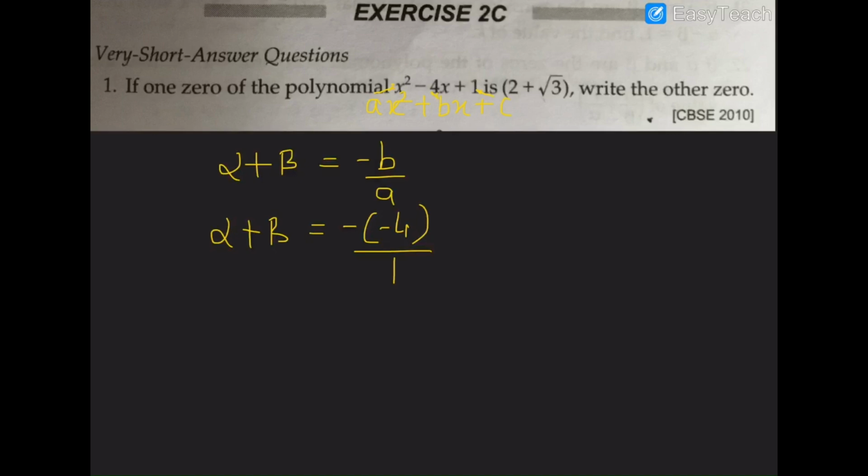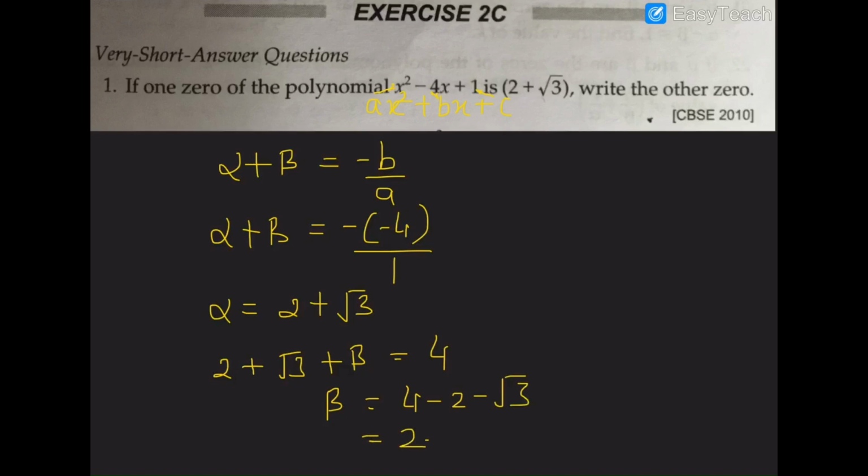As they have given one of the zeros, let's take alpha as 2 plus root 3. By putting the value of alpha, 2 plus root 3 plus beta equals 4. So beta comes out to be 4 minus 2 minus root 3, which is 2 minus root 3. So the other zero is 2 minus root 3.